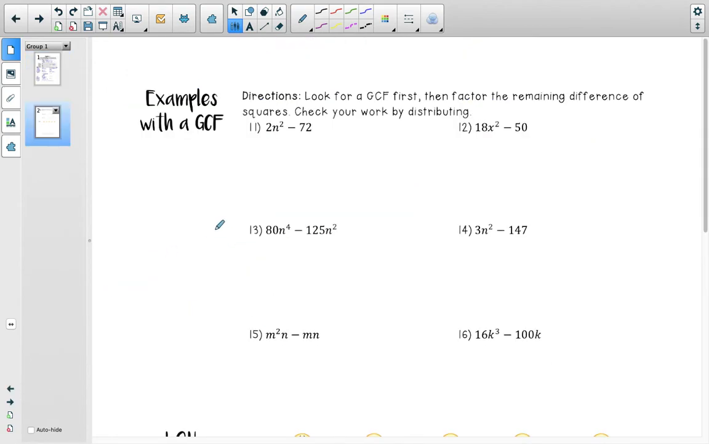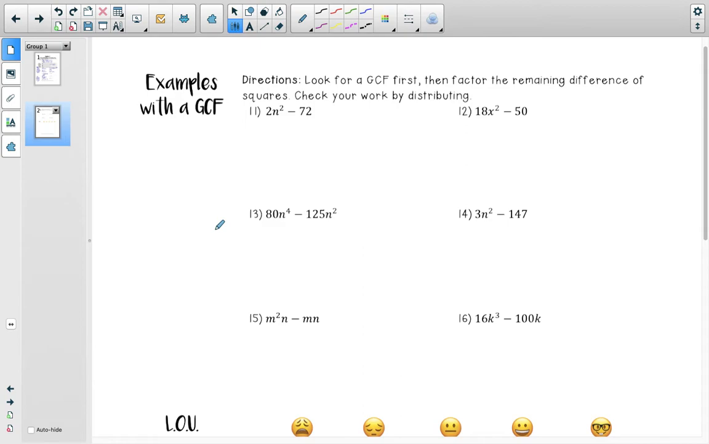All right, so these are dealing with more with greatest common factors. So my hint to you is that there's a coefficient other than 1.